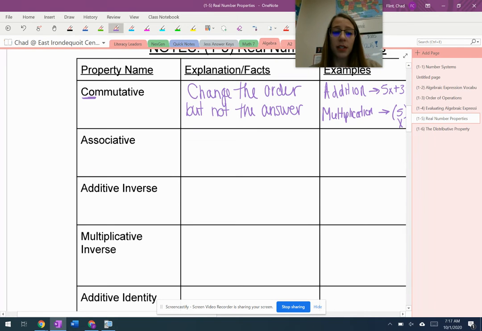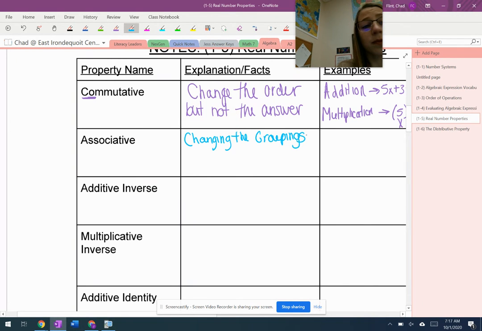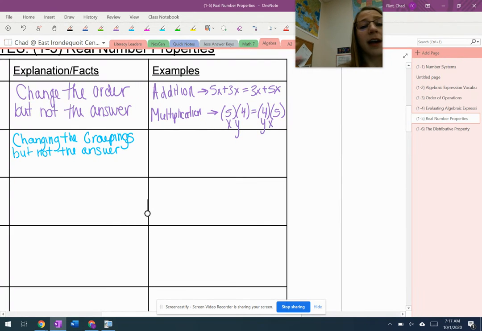The associative property is a little bit different. The associative property, you should think associate, who you associate yourself with. And the associative property has to deal with changing the groupings, but not the answer. And again, just like the commutative property, the associative property works over addition and multiplication.